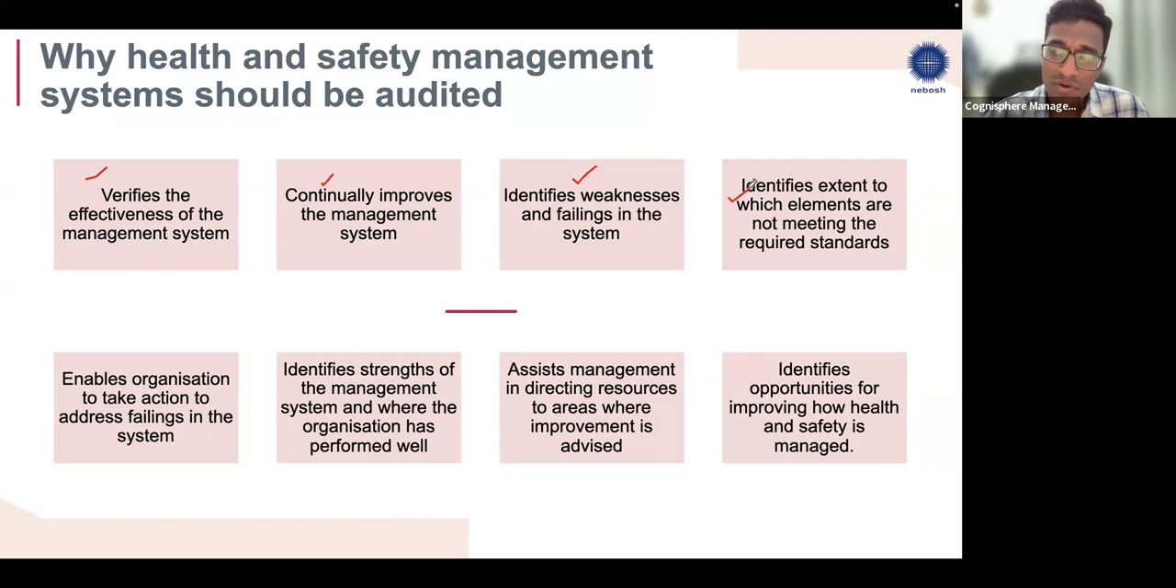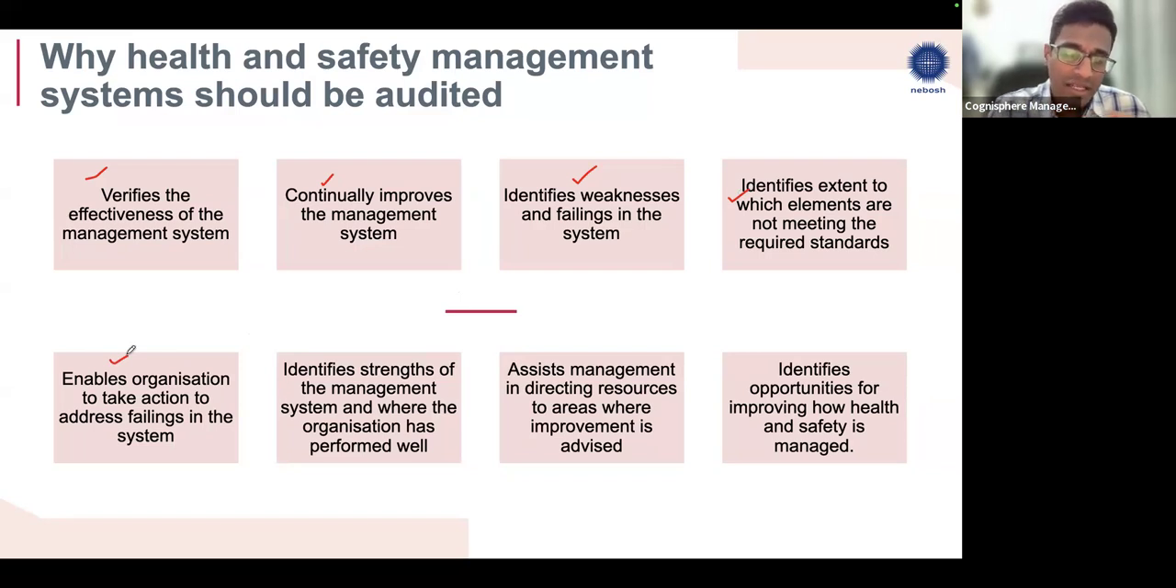Whereas if some of the extinguishers, you see that the pressure gauge is in the red zone, that means the extinguishing media is not inside the fire extinguisher. So when you're using the fire extinguisher, it may not suppress the fire. Or you may find that everything is happening, but you are not maintaining a record of inspection of the fire extinguisher. So it tells you to what extent your elements are not meeting the required standard, and enables the organization to take action to address the failings in the system.